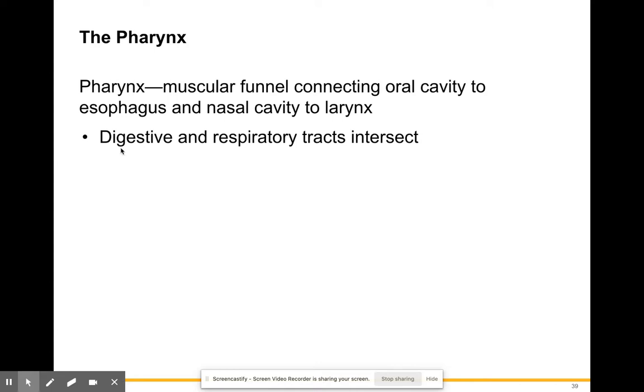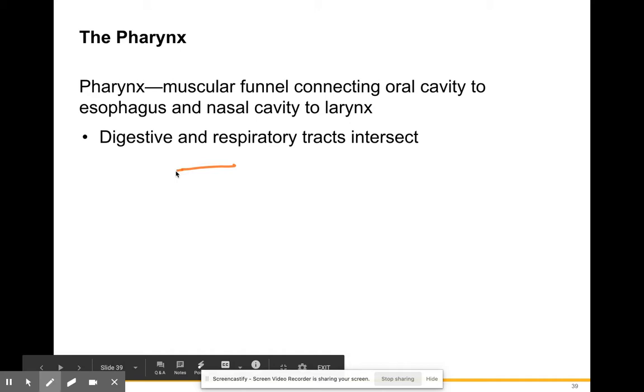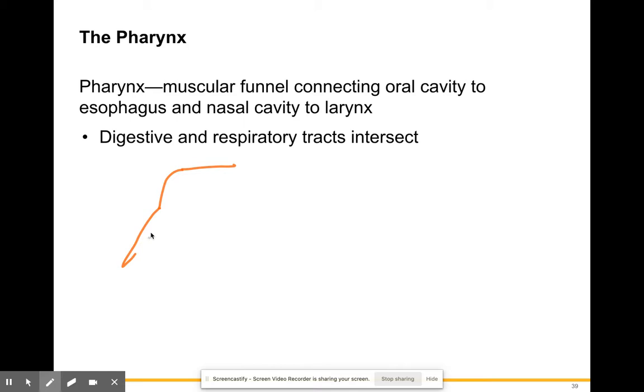So you have your mouth here, and then once you swallow things, you have two options. That passageway can go one way and go into your esophagus and go into your stomach and be the digestive system, or that stuff can go straight down into the trachea and into the lungs. Okay. We don't want food in our lungs, so hopefully that doesn't happen.